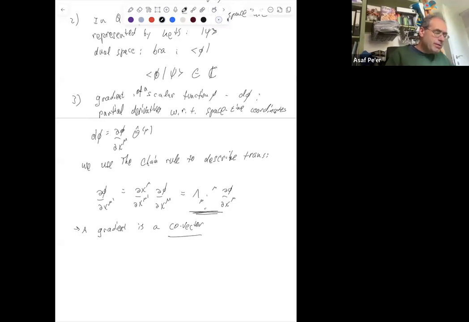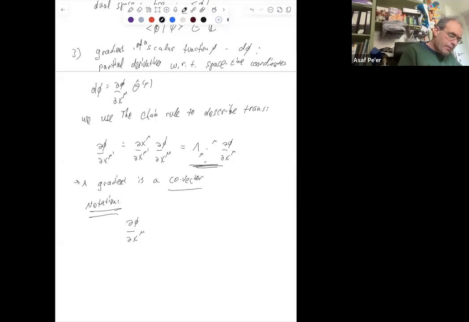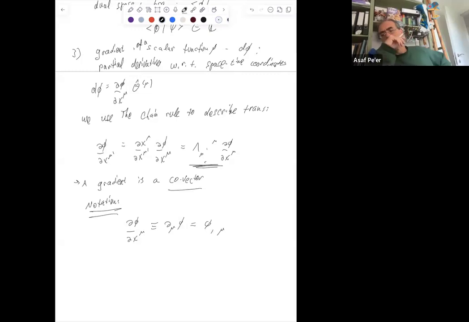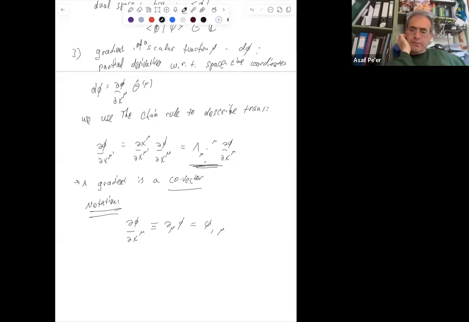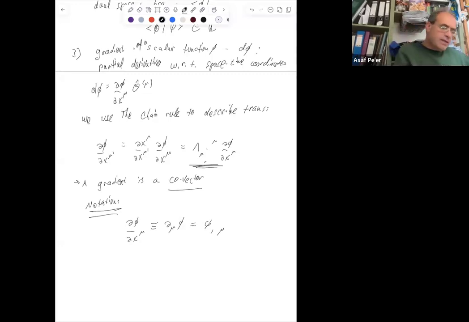Now, because of that, there is a short notation which I'm going to use quite often. So instead of writing ∂φ/∂x^μ, I'm going to use either ∂_μ φ, which means exactly the same thing, or even φ comma μ. Means the same thing.